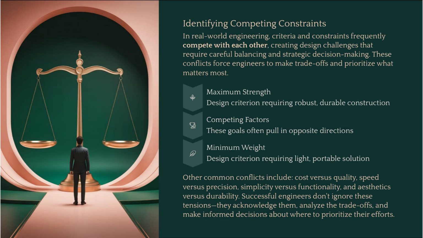One of the toughest parts of defining the problem is dealing with competing constraints. This happens when one requirement pushes against another. For instance, you might want your product to be extremely durable, a criterion, but also extremely lightweight, a constraint. You can't always have both perfectly. This is where engineers have to make trade-offs, deciding which criteria or constraint is most important to the target user.